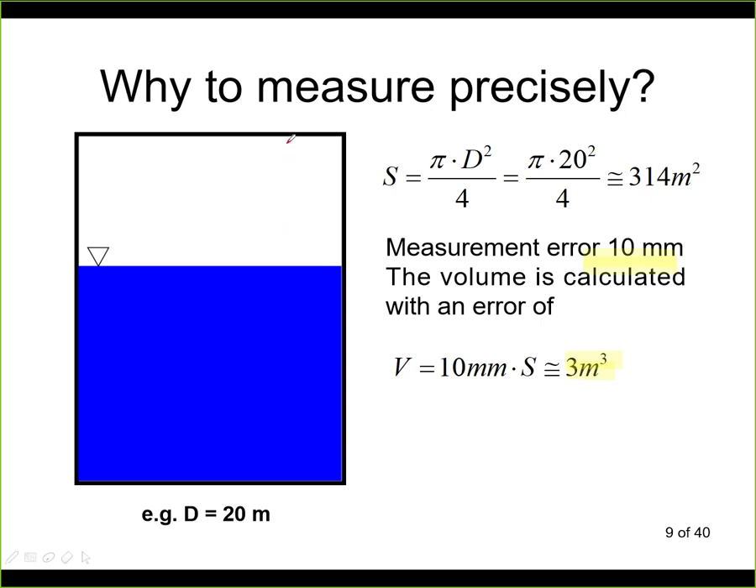So we are basically looking for the liquid level, and we want to know what is the volume of our product. If we calculate the surface here and multiply it by the liquid level, we'll get the volume. And if we measure the liquid level in the tank with an error of 10 millimeters, which is very small compared to the 20 meters, then we will have a volume error of about 3 cubic meters, which might be very expensive material. So we really need to measure the liquid level very accurately.